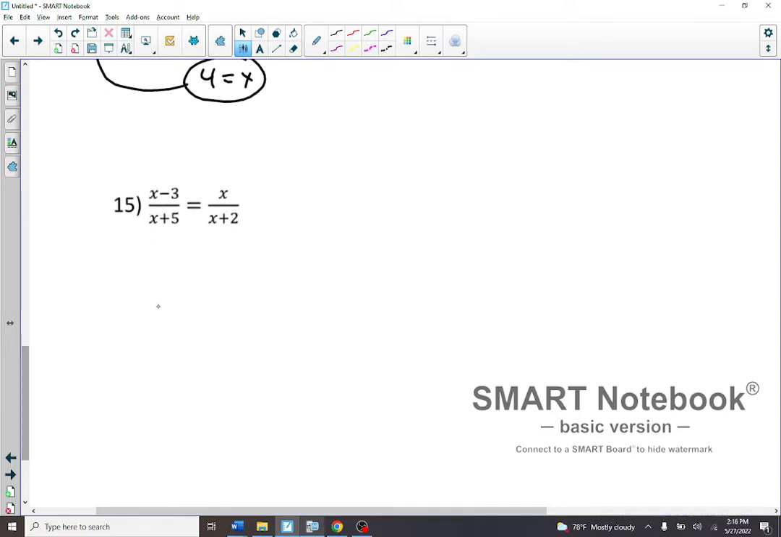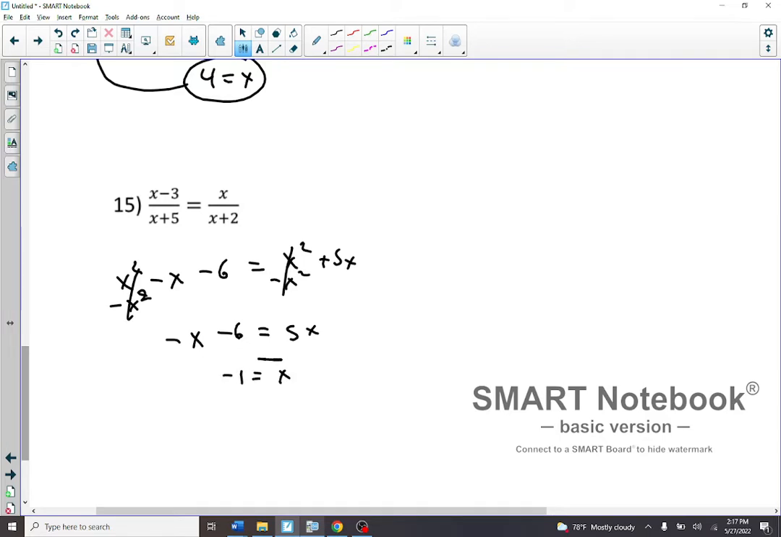Here, again, cross multiply. x minus 3 times x plus 2. I'm going to do this quickly. x squared minus x minus 6. I did it too quickly, I made a mistake, minus 6, equals x times x plus 5, which is x squared plus 5x. We're going to subtract the x squared on both sides. That cancels out the x squareds. So it's negative x minus 6 equals 5x. Quick algebra, negative 1 equals x.